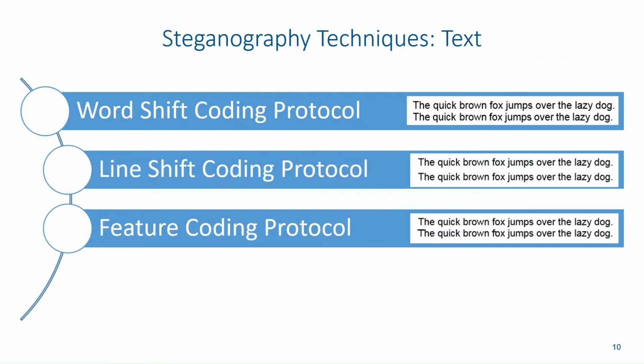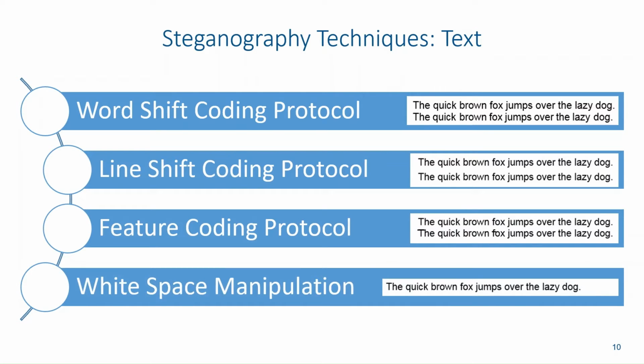The third technique is the feature coding protocol, which, if you notice the difference between the first line and the second line here, the T in "the" has an extended T, and the F in "fox" has an extended F. So by changing the features, we're able to embed additional data inside of that. And the last technique is the white space manipulation. This technique involves adding additional white space at the end to hide our data in that extra spacing.